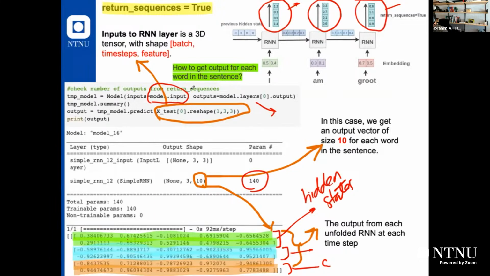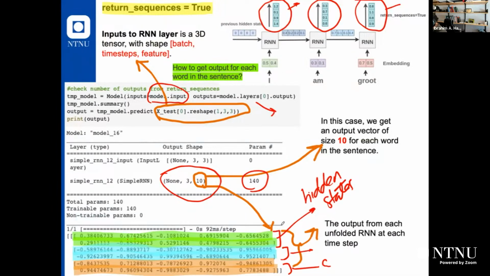The model summary is the same, no changes, the same number of parameters. But the shape of the output will change, as you can see here. So the shape of the output will be different, right? It will be 3 times 10. 3 is the number of steps, and 10 is the size of the hidden states. So in this case, we will get 3 times 10 outputs. And as you can see here, when we print those outputs, we got 3 times 10.